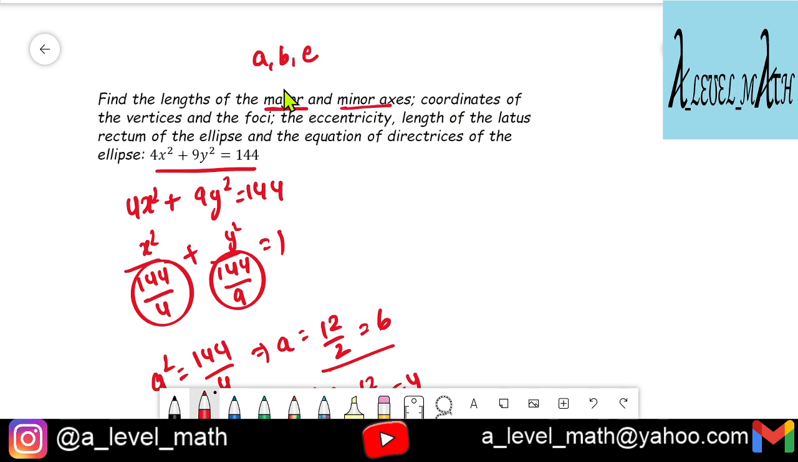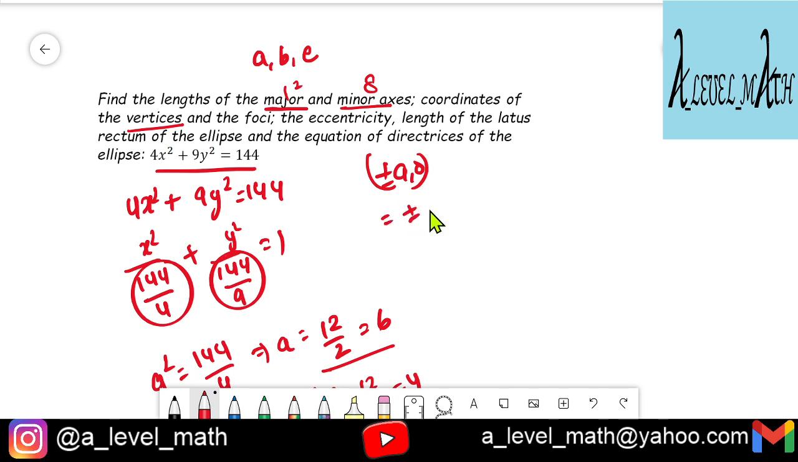The length of the major axis is, remember, 2a units. Minor axis will be 2b units. So a is 6, so major axis is 12 units. B is 4, so minor axis is 8 units. The coordinates of the vertices, remember what the coordinates of vertices? Plus minus a comma 0.